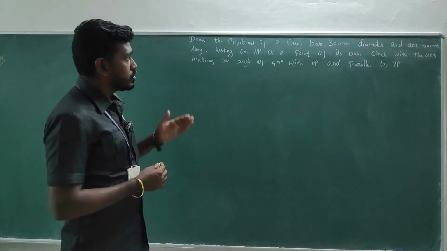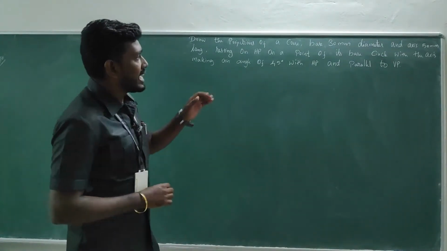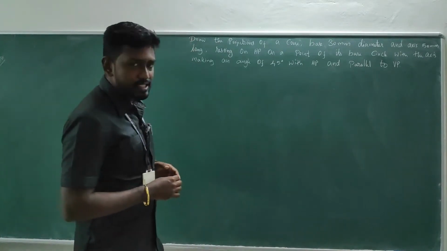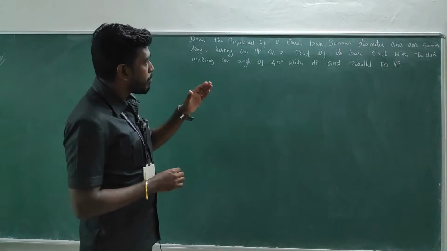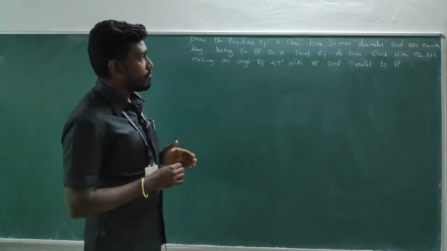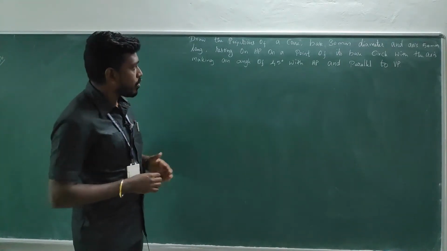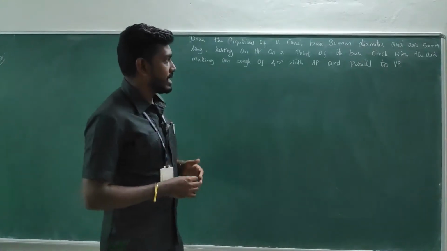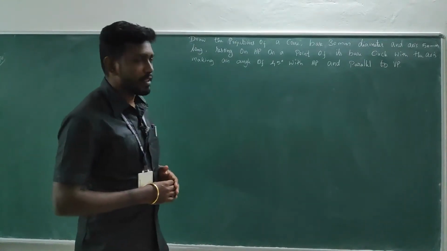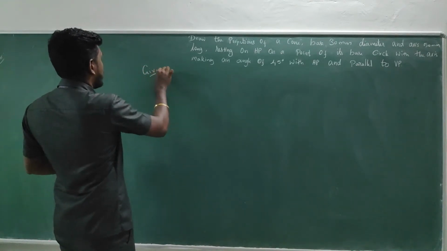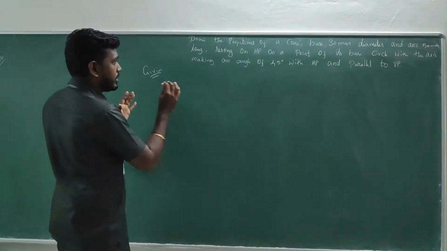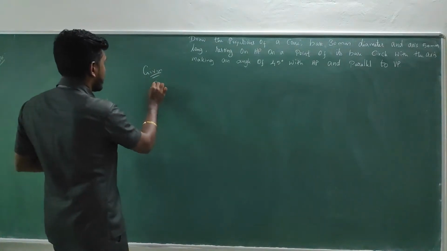Draw the projections of a cone, base 30 mm diameter and axis 50 mm long, resting on HP on a point of its base circle with the axis making an angle of 45 degrees with HP and parallel to VP. So take the given data, try to extract all the things given in the question.